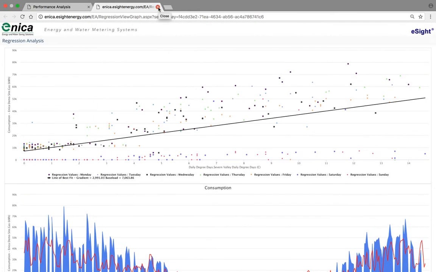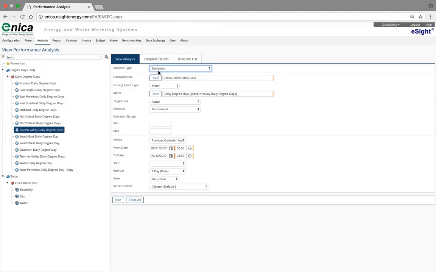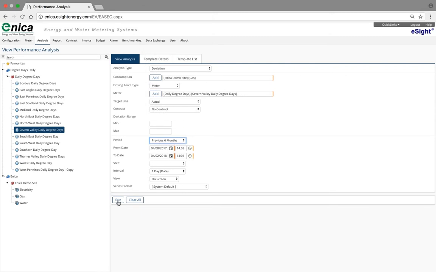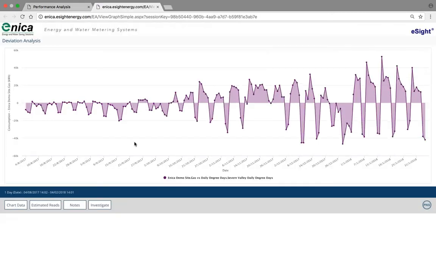So one of the next things that we can do is look at the deviation analysis, which is quite similar to regression analysis but presents the data in a slightly different way. Maybe let's do that over a period through, let's say, the previous 6 months. And we're going to run that. Again, this is kilowatt hours of gas versus degree days.